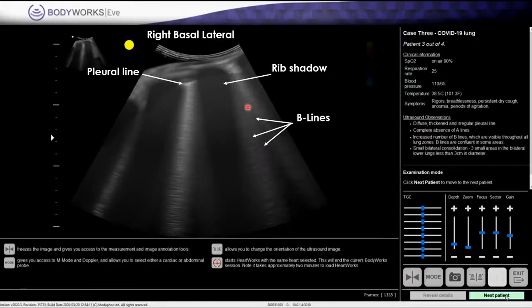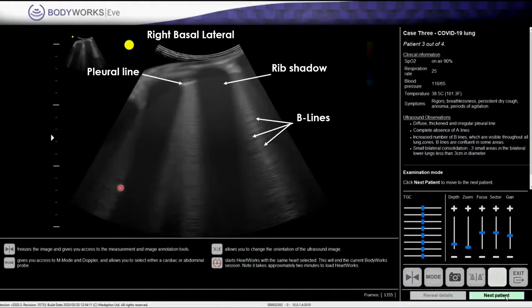This is the same patient. You've got a right basolateral scan. You've got the pleural line here with some rib shadowing with a lot more B lines. Again, everywhere you look, you're starting to see a lot of B lines. And this is a bilateral thing. It's not just unilateral.